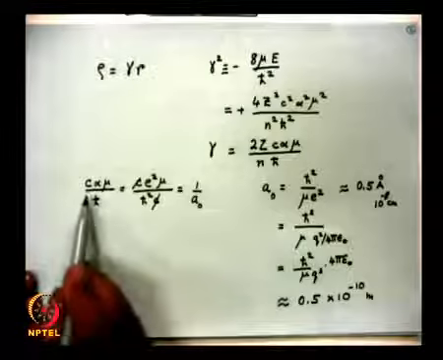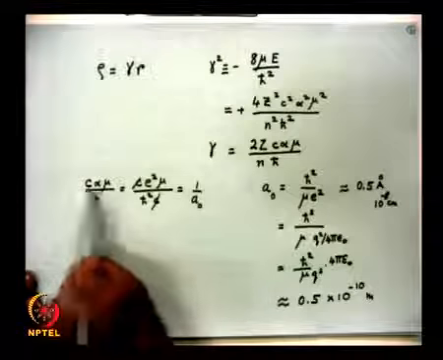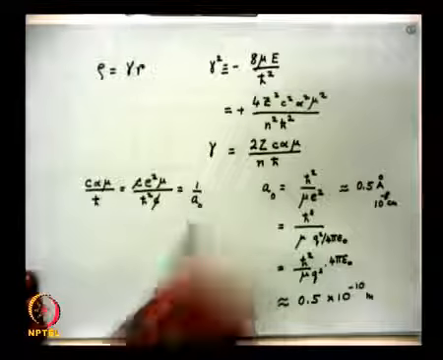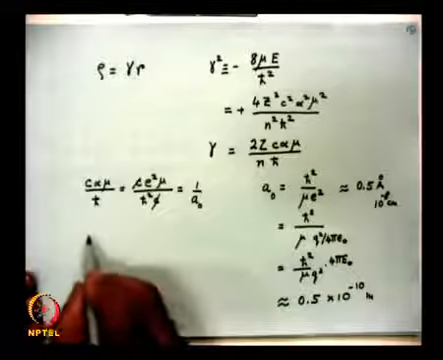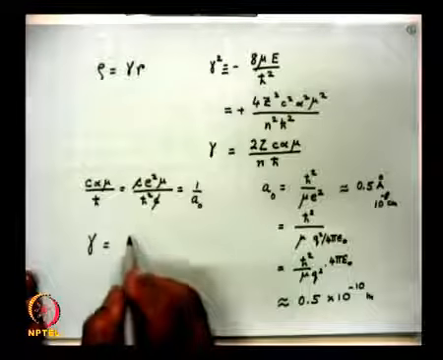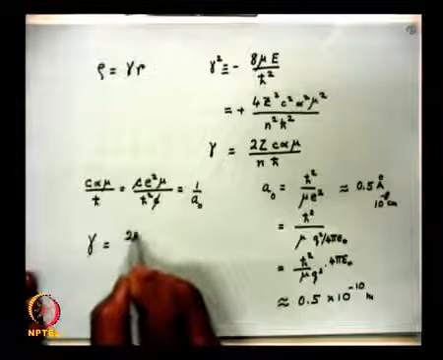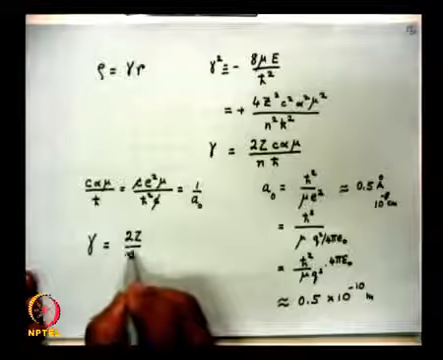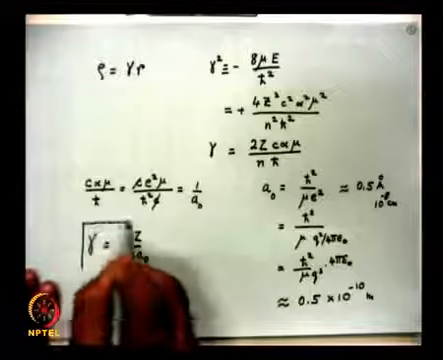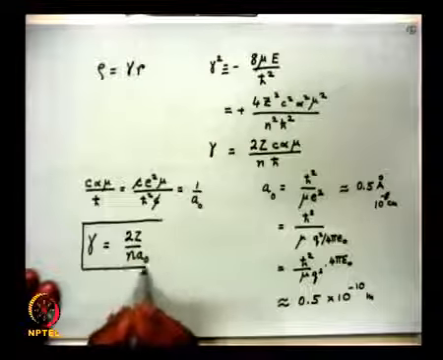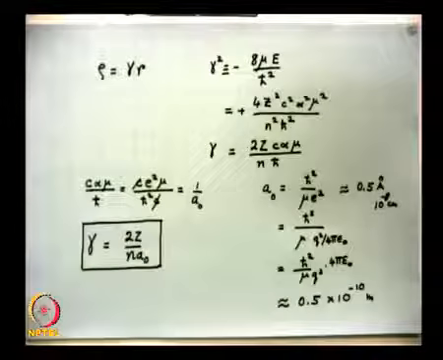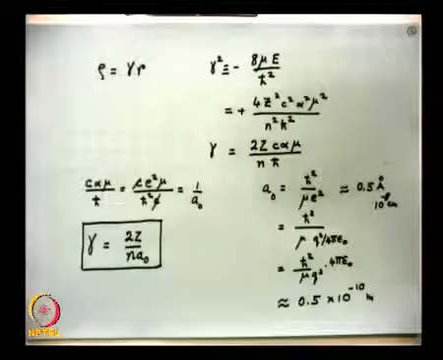So, therefore, we have shown that C alpha mu by h cross is 1 over A0. So, therefore, we get gamma is equal to 2 z by n A0. It is better to remember this particular expression for the parameter gamma.